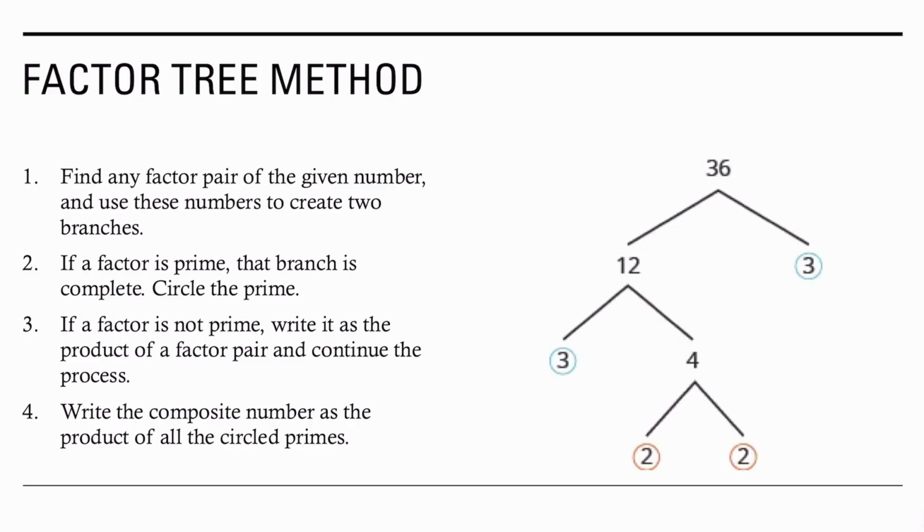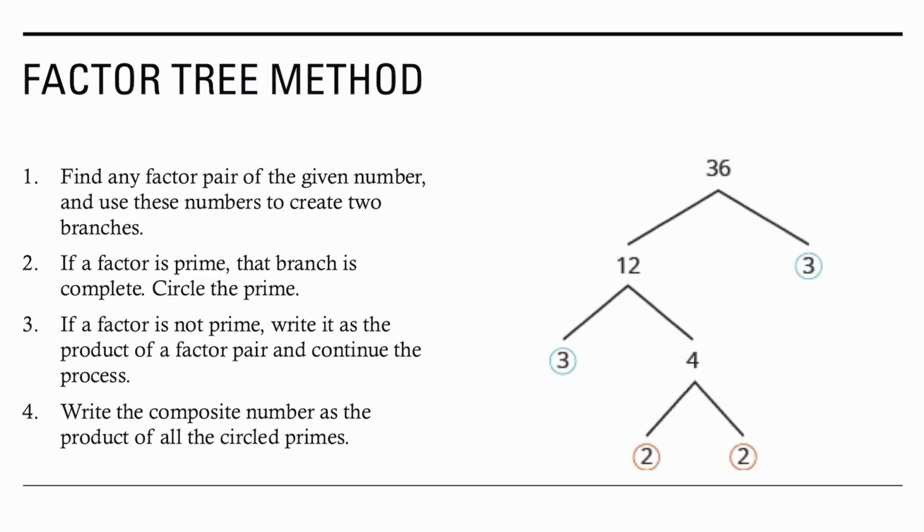So the method that we're going to look at here is called the factor tree method. I'd recommend writing down the steps on the left-hand side here. But in essence, we're going to be finding any factor pair of the given number and using these numbers to create 2 branches. So it doesn't matter what it is. You can see on the right side in that factor tree, we've got 36, and we know that it can be broken up into 3 and 12. At this point, we can look at those 2 numbers and determine if these are prime or composite numbers. You can see on the right-hand side that 3 is actually a prime number, so we can circle it because it can't go any further.